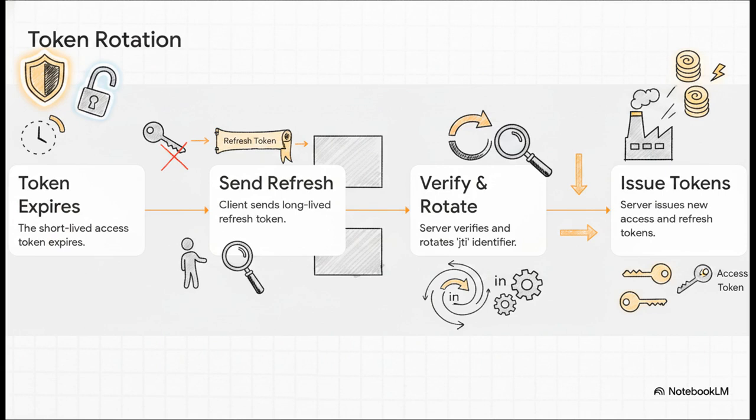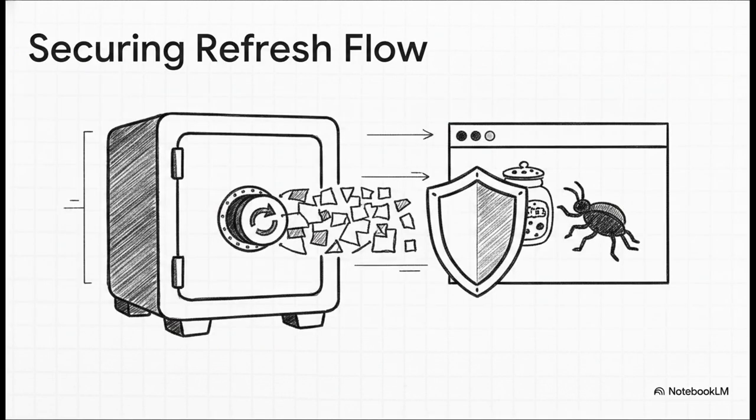When that short-lived access token expires, the client silently sends a separate, long-lived refresh token to the server. The server verifies it, and, this is the crucial part, it rotates it. It revokes the old refresh token and issues a brand new access token along with a brand new refresh token. Now, because refresh tokens have a much longer life and actually hold the power to generate new access tokens, they have to be guarded fiercely.